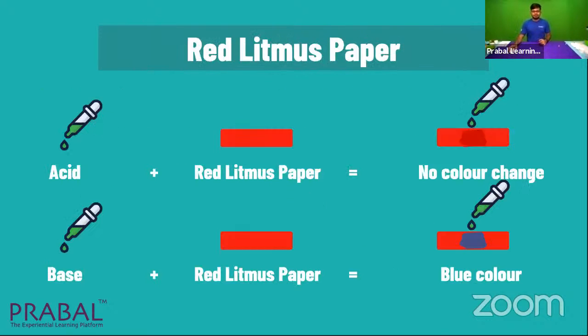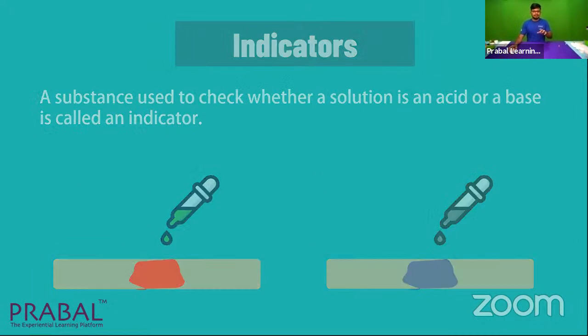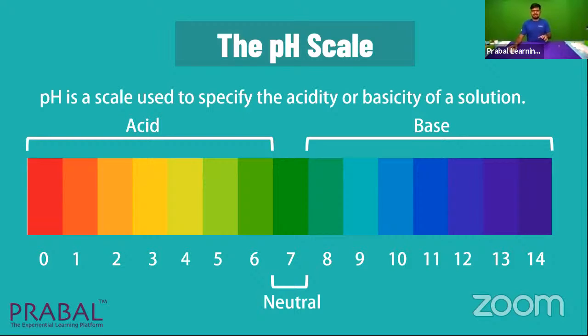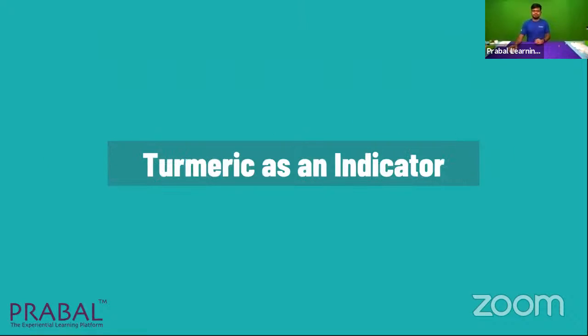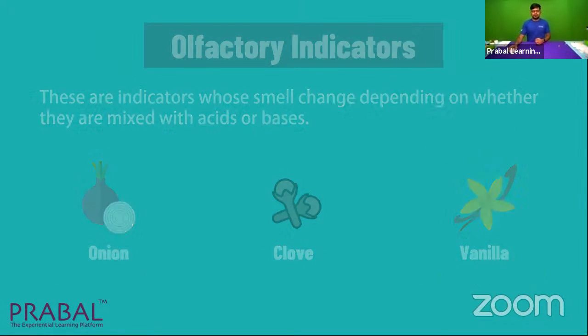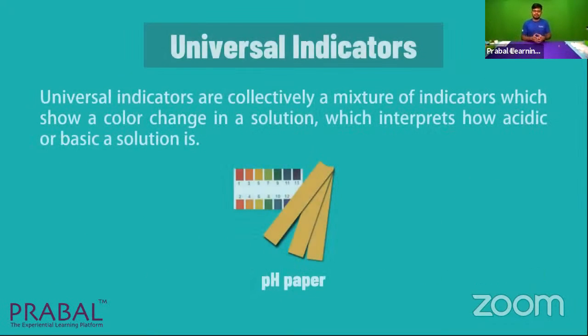You remember we talked about this pH scale. This pH scale is given by a universal indicator. You can use a universal indicator to get these different shades of color to identify whether it is an acid or base. Now you might be wondering, what is the difference between a universal indicator and a litmus paper or turmeric? Let me give you the answer.